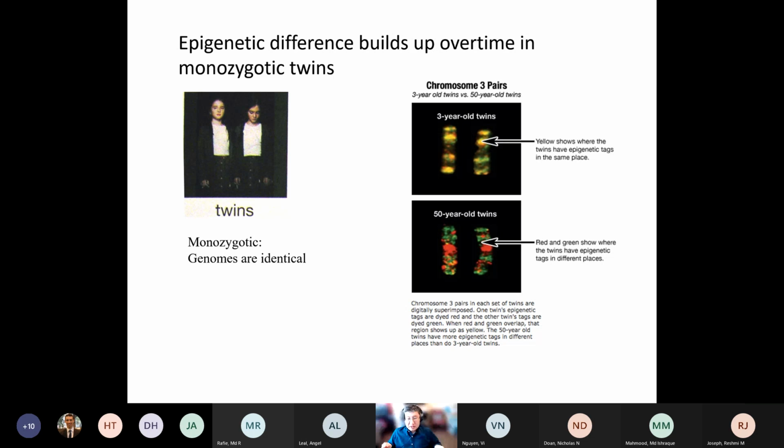And now you use a computer to try to overlap those modifications. And now you see yellow color. That means the modification happens on similar places for the two twins. But later on, you take 50-year-old chromosome samples, and now you do the same thing. You label the modifications in one individual with one color, the other individual with the other color. When you try to overlap it, you see the modification happens in different places of their genome.